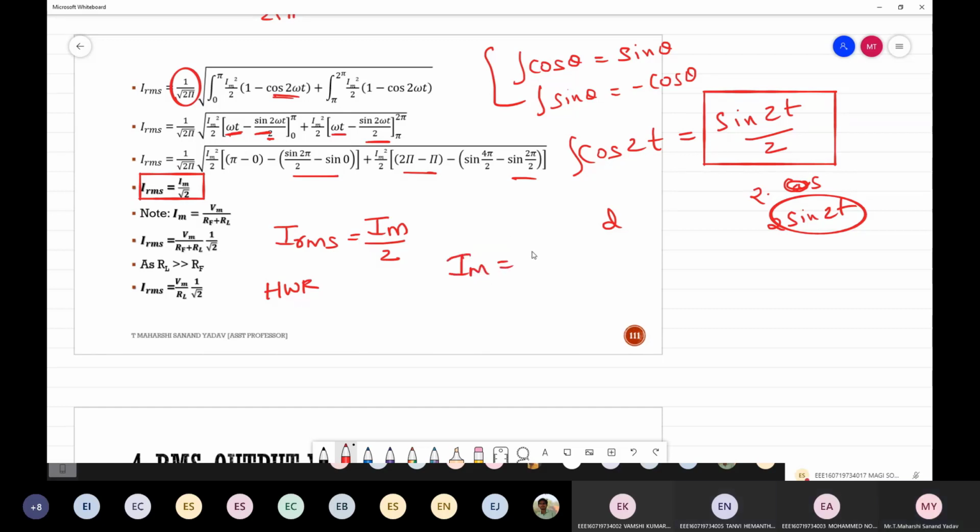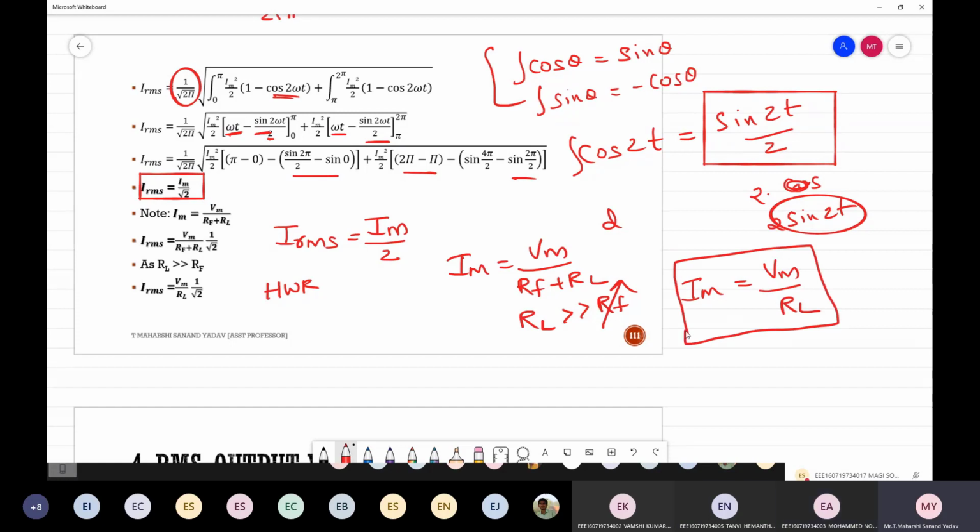Next, what is the condition? Im is Vm by RF plus RL. You know this condition, I think. RL is greater than RF so that RF is neglected, so that Im will be Vm by RL. You try to substitute this condition and you'll get one more thing: Vm by RL into 1 by root 2. Here RF stands for forward resistance. That's it. So clear how I got IRMS?